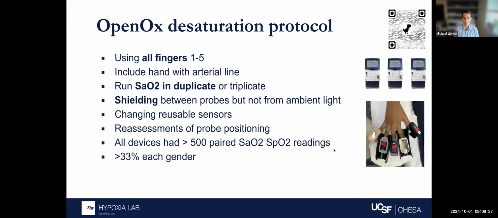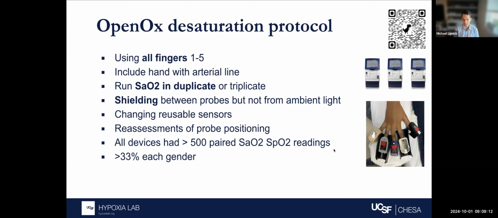Other parts of our protocol, we were running blood gases in duplicate or triplicate. So we would run a blood gas immediately after it was drawn from the arterial line. We would run it on 2 ABLs. If there was a discrepancy between those 2 samples of more than 0.5% SaO2, we would run it on a 3rd ABL, and then take the 2 SaO2s that were within 0.5%. If none of those 3 were within 0.5%, then that data point would be discarded entirely.